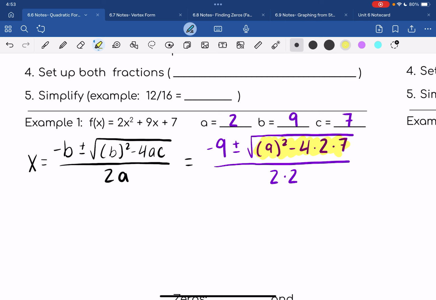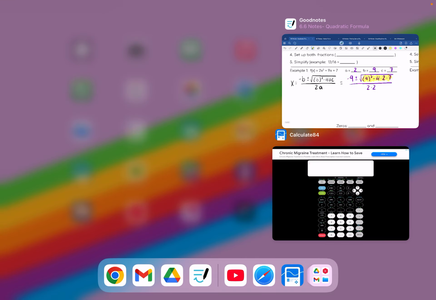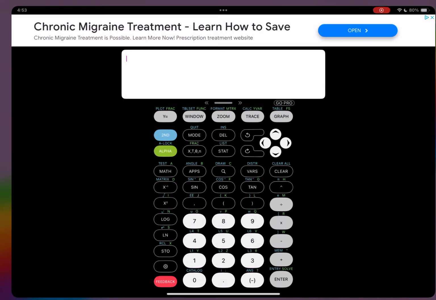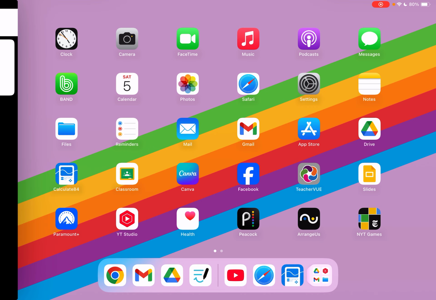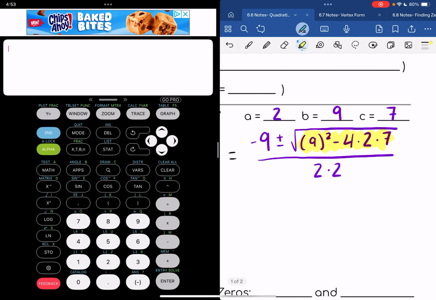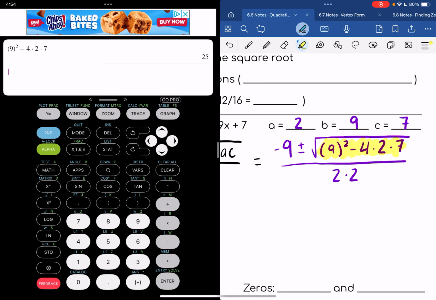Or now that we've got a lot of things that we're doing, I usually just throw it in a calculator. So in a calculator, let's get split view here. I would do 9 squared minus 4 times 2 times 7. I would get 25. Okay.